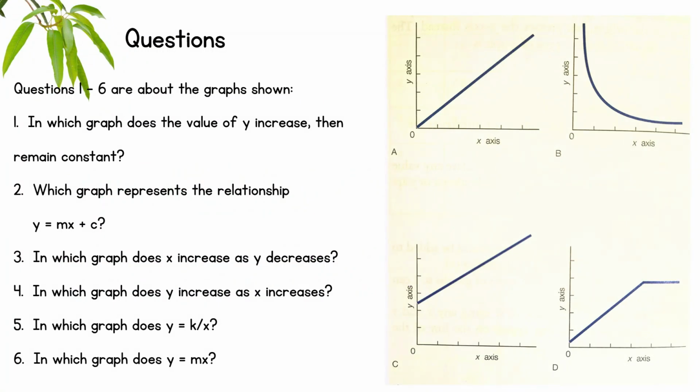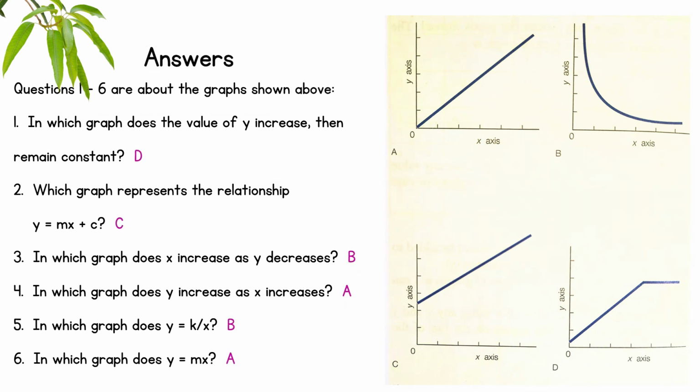Questions 1 through 6 are about the graphs shown. 1. In which graph does the value of y increase then remain constant? 2. Which graph represents the relationship y equals mx plus c? 3. In which graph does x increase as y decreases? 4. In which graph does y increase as x increases? 5. In which graph does y equal k over x? And 6. In which graph does y equal mx? You may pause the video and analyze the graphs carefully.